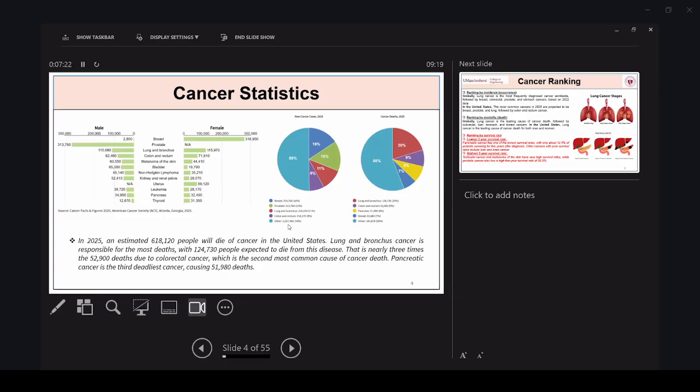So lung cancer is the number one deadliest cancer, followed by colorectal cancer, which is the second most common cause of cancer death, and pancreatic cancer is the third deadliest cancer, causing around 52,000 deaths. I want to state a fact: when I started working on pancreatic cancer 2 years before, it was the fifth or sixth deadliest cancer. Imagine, in a period of 12 months, it has become the third deadliest cancer. Then you can realize how fast it's spreading.